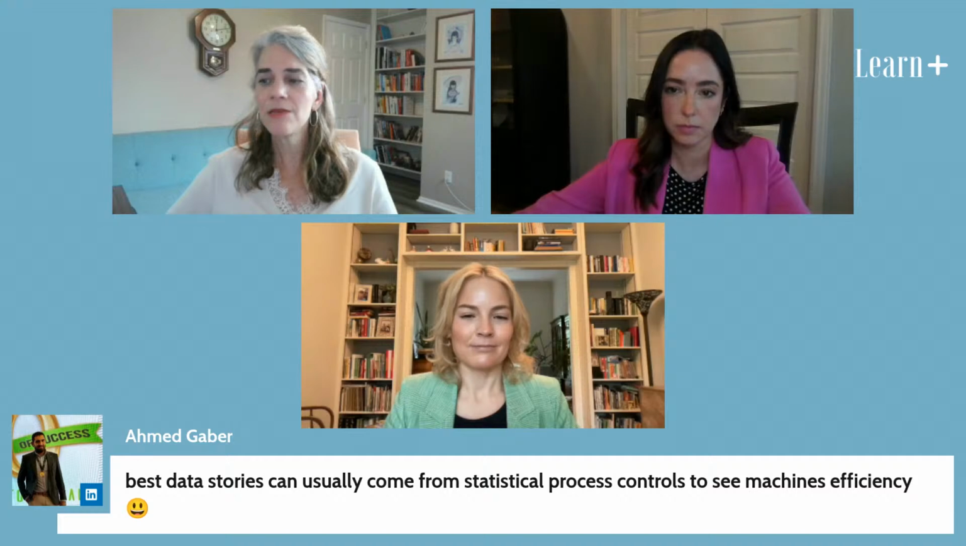Paige is working in how environmentally sustainable work improves organizational and employee well-being. Ooh, interesting, Paige. We want you to tell really good stories because that is an interesting story in and of itself. And Ahmed is talking about the best data stories can usually come from statistical process controls to see machine efficiency. Okay, so you're hoping that people use the statistical process to improve machine efficiency. Is that where I think Ahmed's going? But you need the story to back that up and not just the raw data.